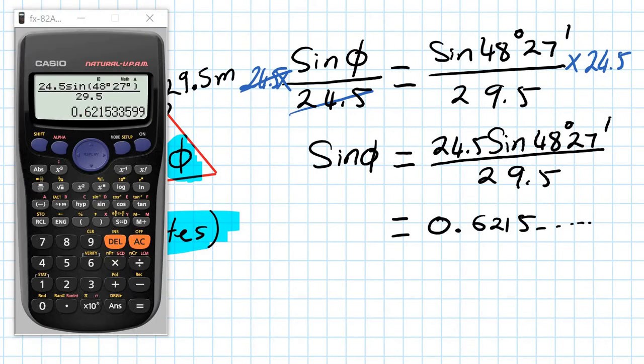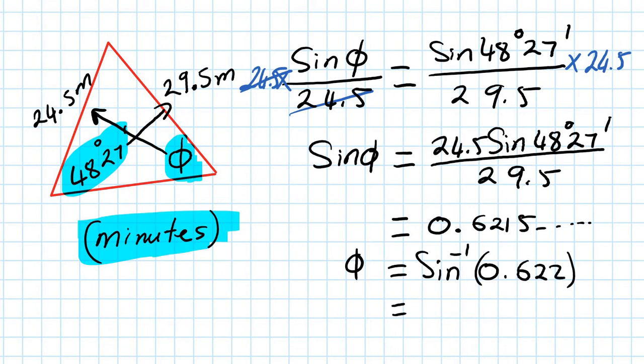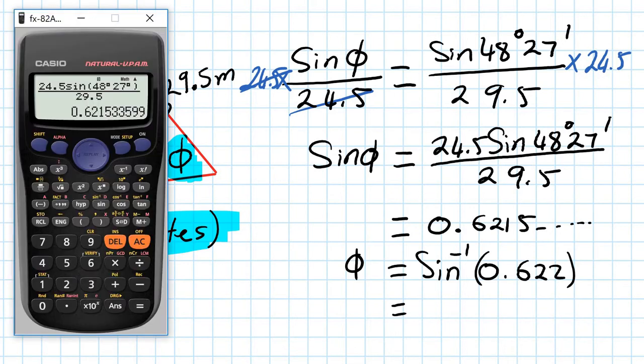I put these numbers in a calculator and I get this. The answer for sine phi is 0.622 and so on. So therefore phi is equal to sine inverse of 0.622. I just write this first. Of course, I'm not going to use 0.622, I just use all the numbers in here. So I go shift and then sine and then answer equal.